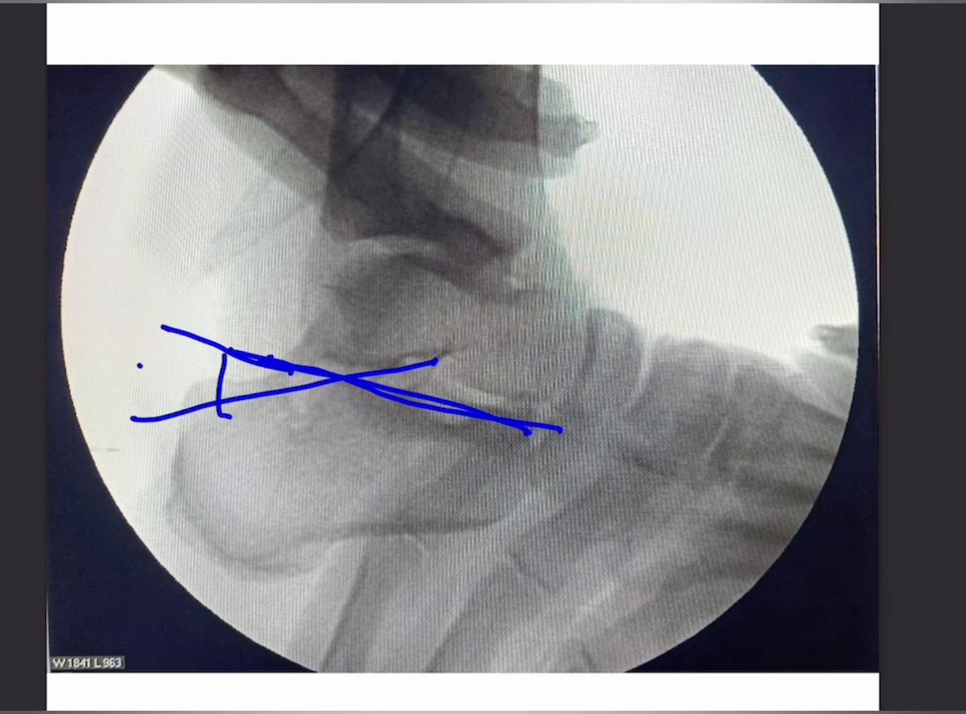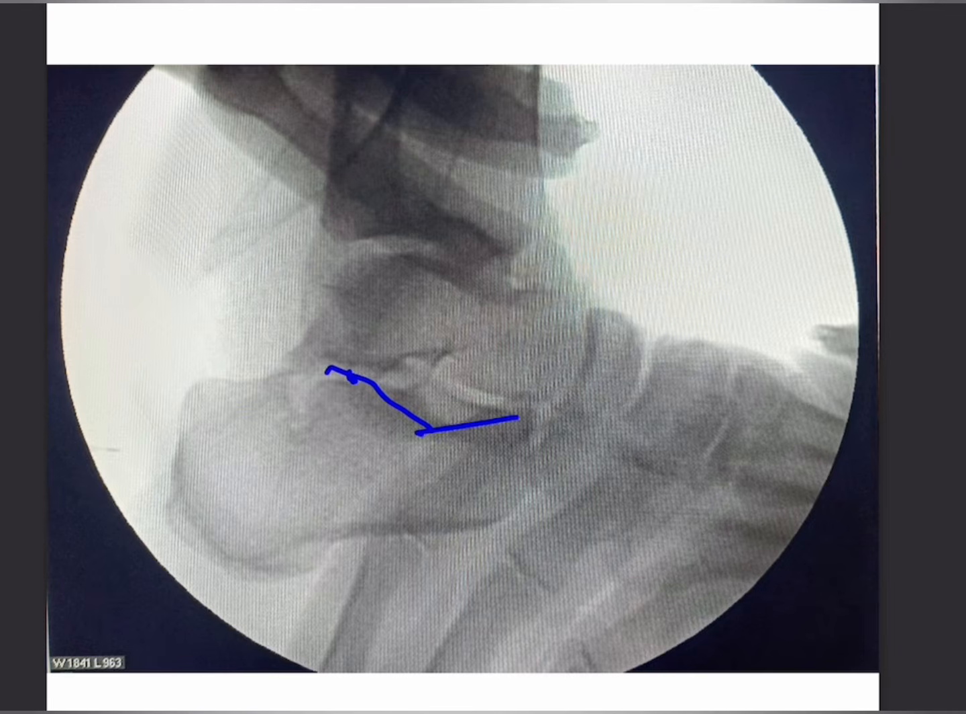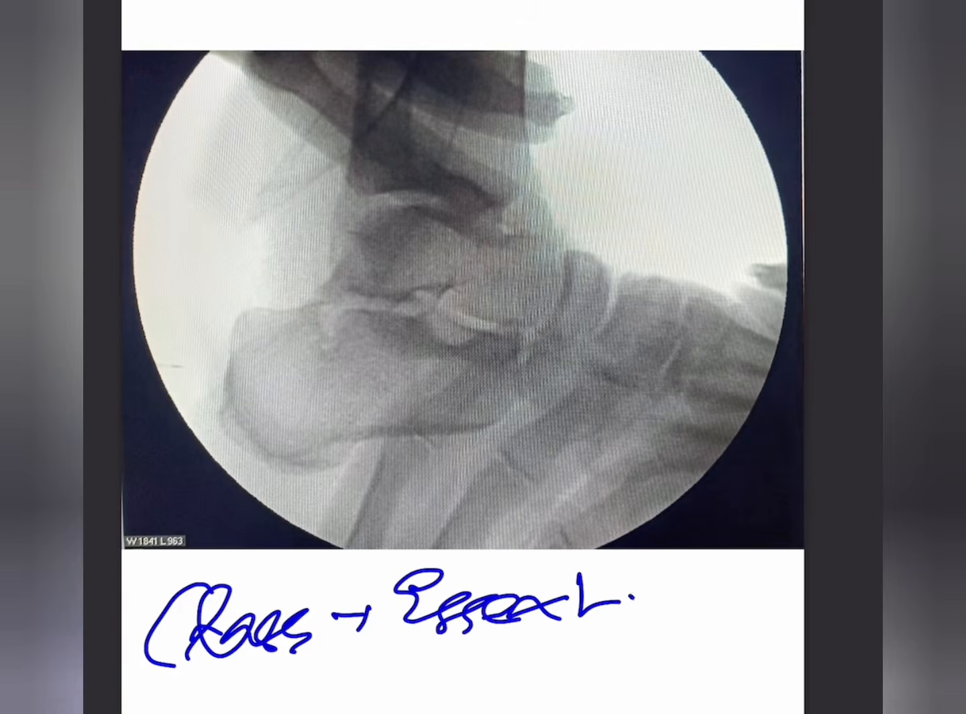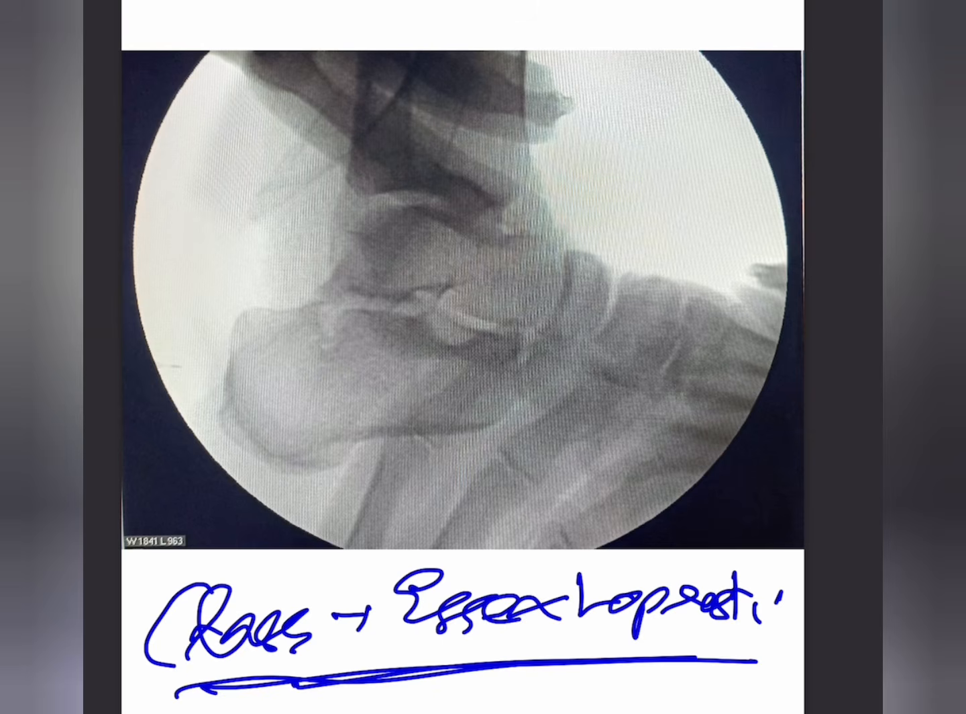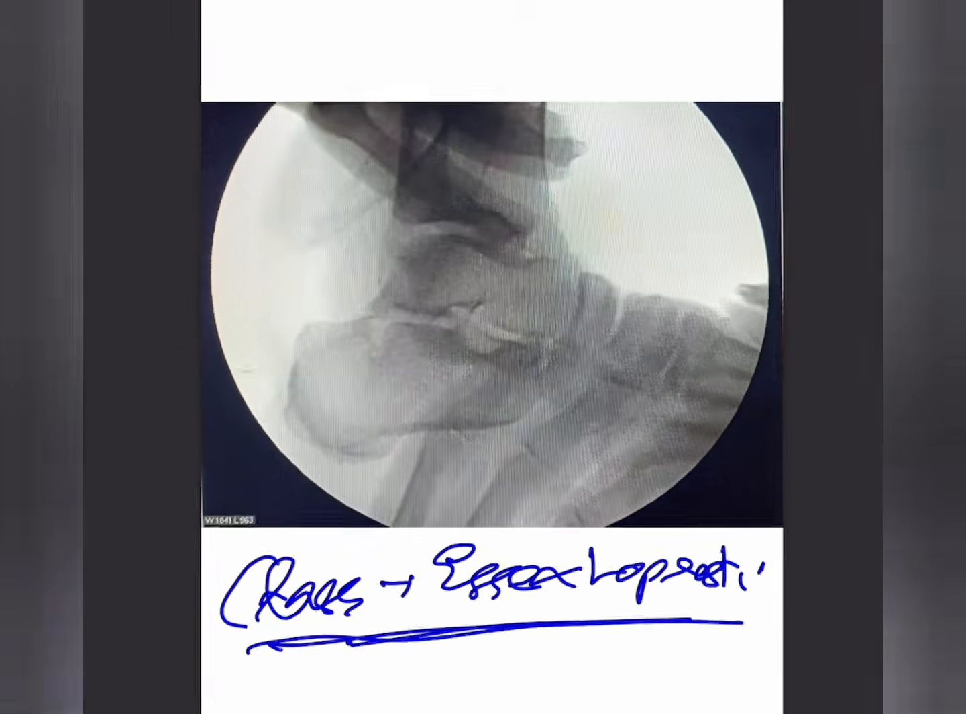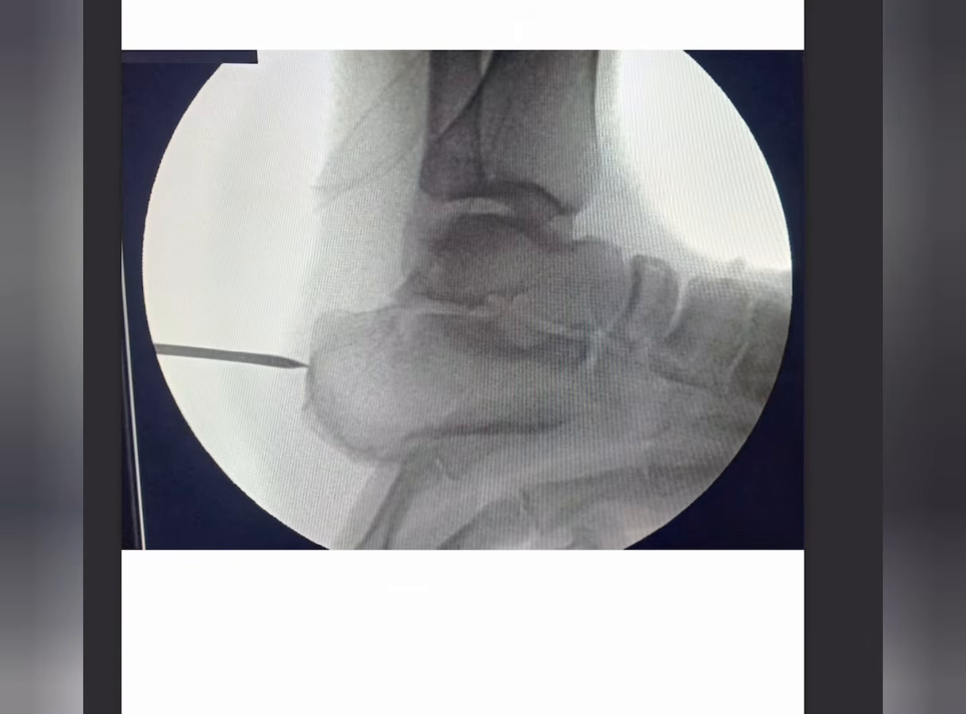to 20 to 40 degrees. Second, we need to restore the Gissane's angle to 120 to 140 degrees. Okay, so the maneuver which we use for the reduction is the classical maneuver of Essex Lopresti. The Essex Lopresti maneuver is the best maneuver in which you can anatomically reduce the angle of Gissane and Bohler's angle. Okay. So how do we do the Essex Lopresti maneuver? I'll show in the further video how we do it.